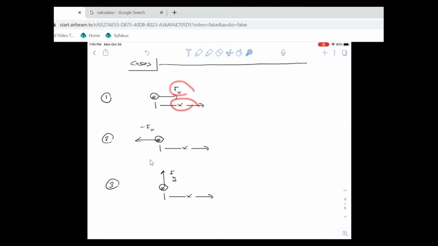Forces in the same direction of motion. Force is opposing motion. Motion is in the forward direction, and that force is at 90 degrees to motion. So this one is going to be 90 degrees. Okay. Now let's take a look at work.